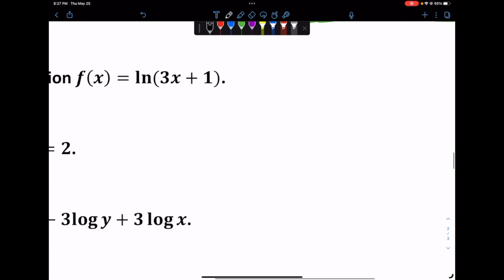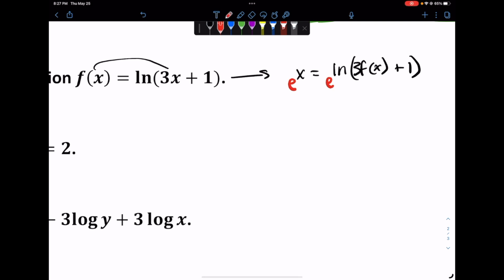All right, number 20, the inverse of the function. If we wanted to find the inverse, we could swap the f of x and the x. So we'd have x is equal to the natural log of 3f of x plus 1, or we could make that y, but I'll leave it as f of x. Then I want to take both sides and make e the base, so that'll cancel the natural log. So I'll have e to the x is equal to 3 times f to the negative 1 of x, plus 1.